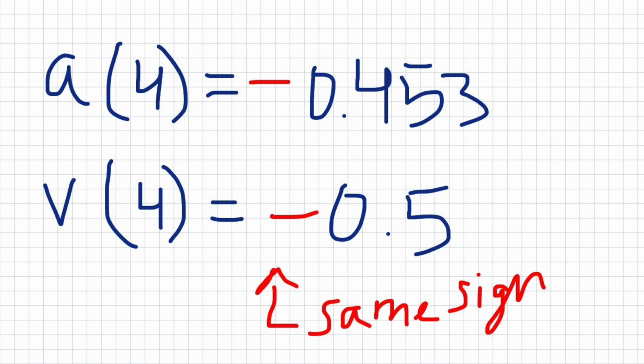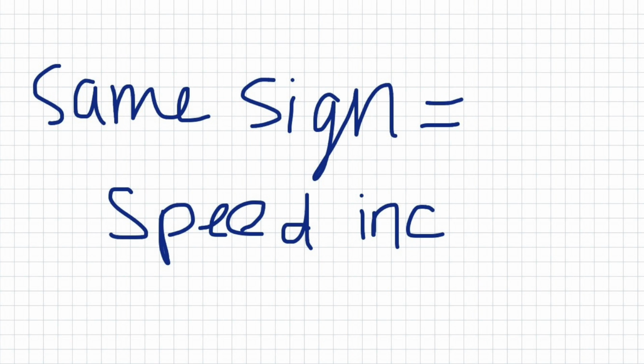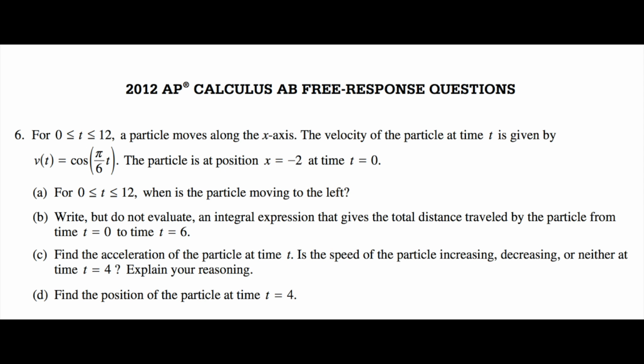Then we can use our calculators to evaluate these two equations, and we get at 4, the acceleration is negative 0.453, and the velocity at 4 is negative 0.5. Notice the fact that both the acceleration and the velocity have the same sign. Because they both have the same sign, that means that the speed is increasing for the particle at time equals 4.